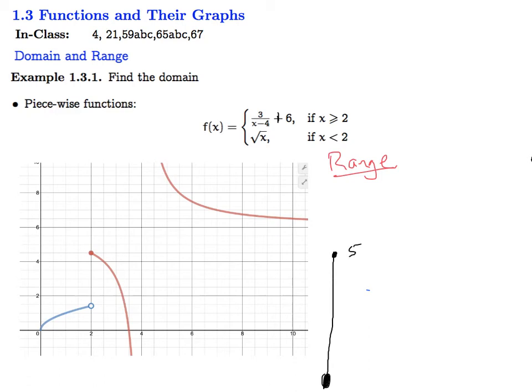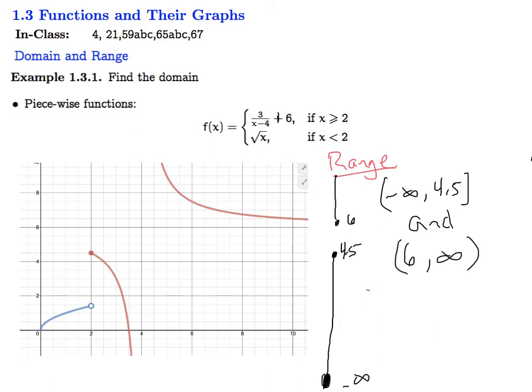And then there's the break in our graph up until 6, and then there's another break in our graph. I misspoke. This is at 4.5. I'm sorry. So what this means is that our range is going to be all numbers from -infinity all the way up to 4.5. We actually hit 4.5, and then we don't actually ever hit the number 6, but we go from 6 to infinity. So these are all possible outputs for our function.